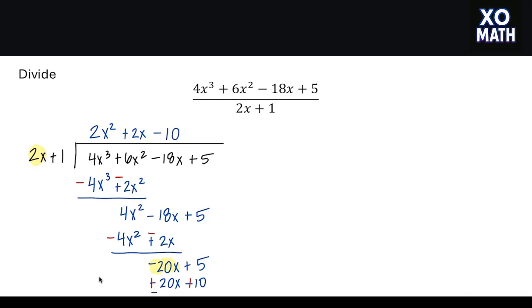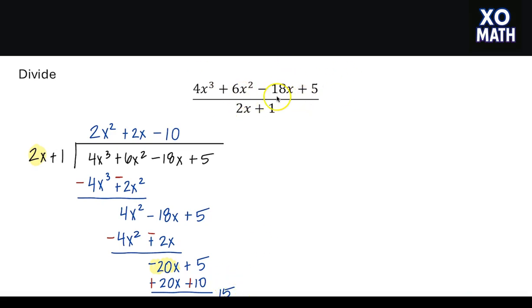Sorry, I ran out of space here. The negative 20x plus 20x cancels, and then 5 plus 10 is 15. So I have 15 left over. And so now, I'm not going to think about dividing 2x into 15, right? So the 15 is the remainder.